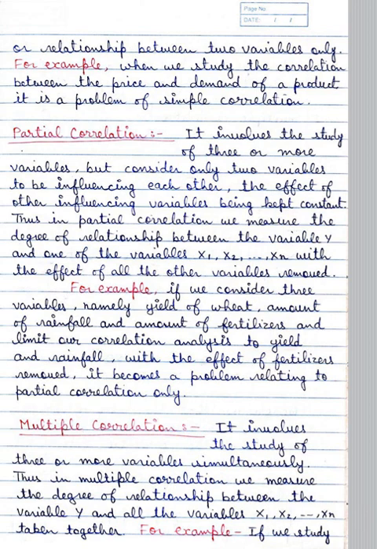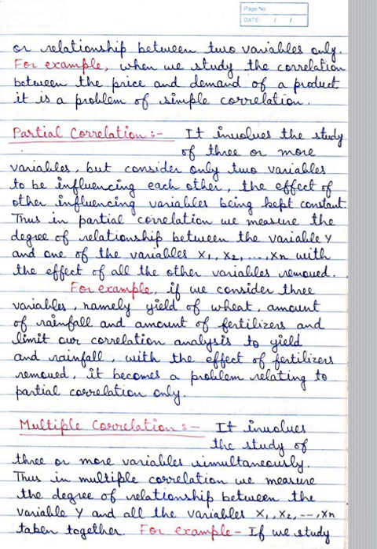Now come to partial correlation. Partial correlation involves the study of three or more variables, but we consider only two variables to be influencing each other, the effect of other influencing variables being kept constant. Thus, in partial correlation, we measure the degree of relationship between the variable y and one of the variables x1, x2, ..., xn with the effect of all the other variables removed. We can understand it by taking an example.